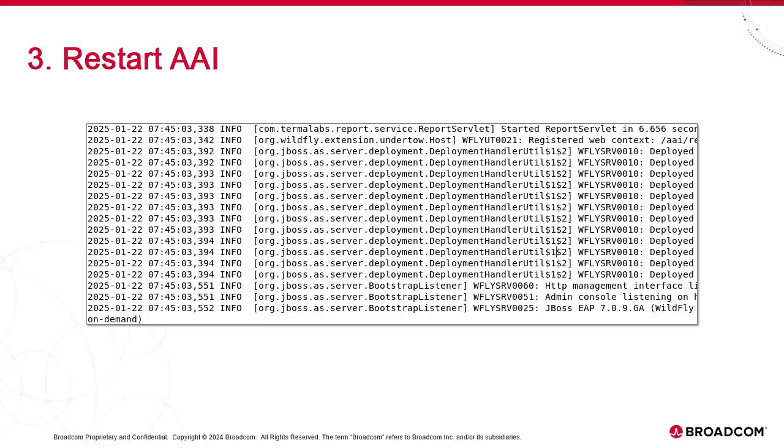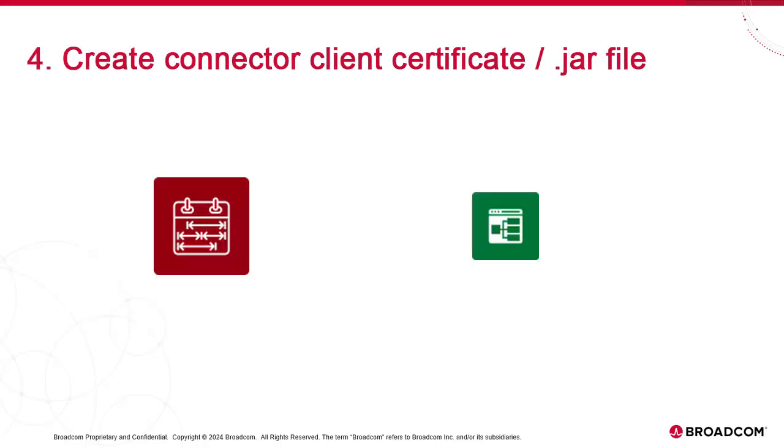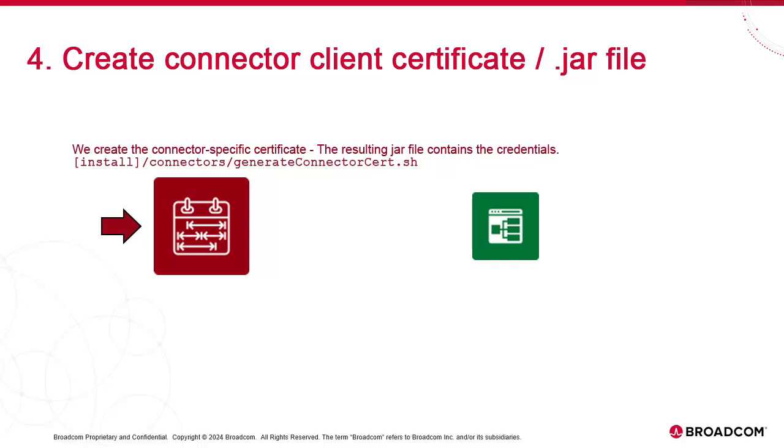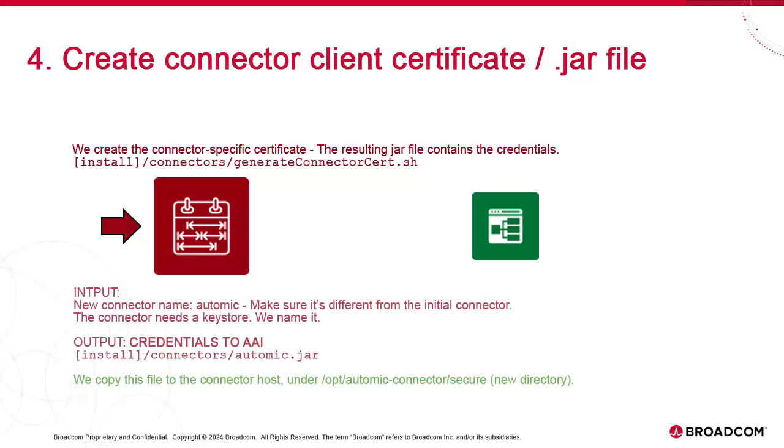We won't show this. On the AAI server, we use the generate connector cert.sh script to generate their certificate signed by the key we created earlier. We have to specify the name of the new TLS enabled connector we're going to create. Its name has to be different from the name of the initial connector we created when we first installed the framework. We need to create a key store for the connector to store their certificates. We give it a name and a password.